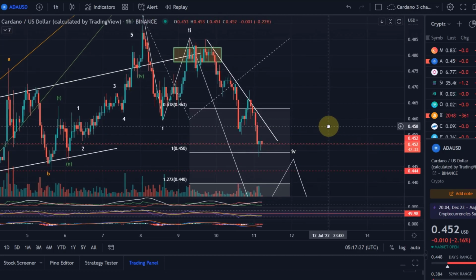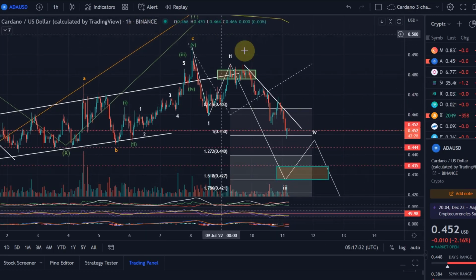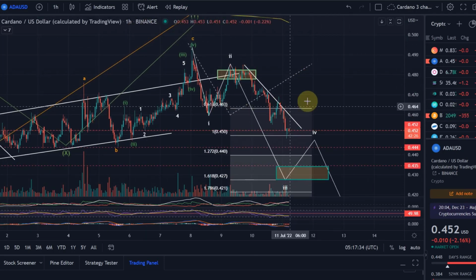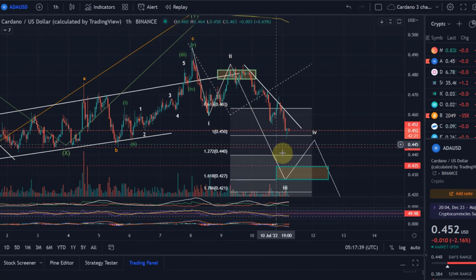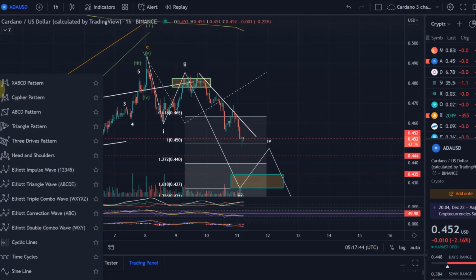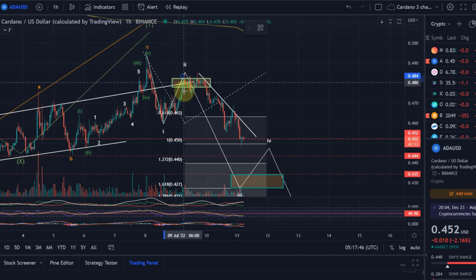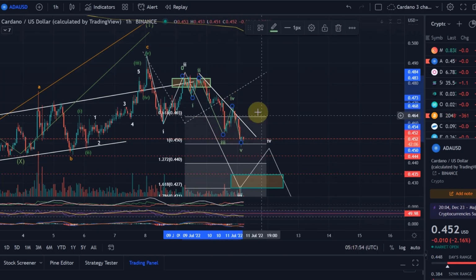Now, due to that pullback yesterday, which was quite strong, we have to look at this from a subdivision point of view. So obviously I'm looking here at a 1, a 2, and a 3 down, but you can count 5 waves within it: 1, 2, 3, 4, 5. This is the only way you can basically count 5 waves. I mean, no, you can't really count this any other way.